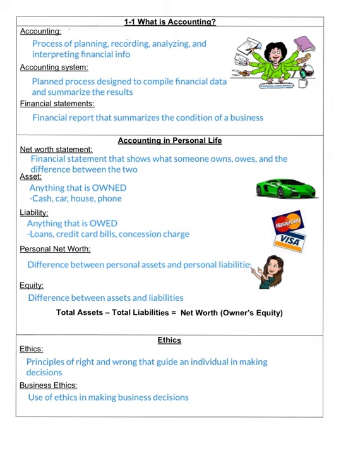And then if you subtract the two, so you take the difference between your personal assets and your personal liabilities, that would determine your personal net worth. And same thing as net worth, another word for that is equity. So down here, here's the formula for it. Total assets minus total liabilities equals your net worth or owner's equity. And a business has to do this to determine how much they're actually worth.